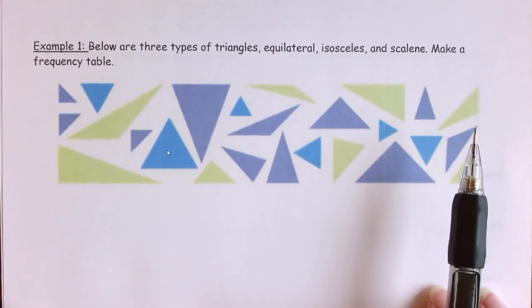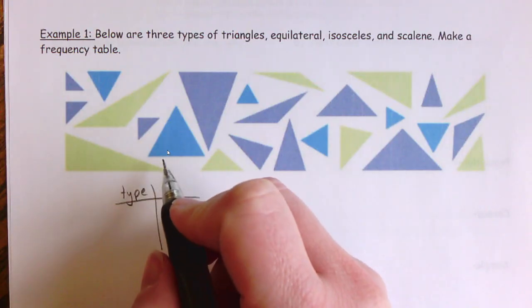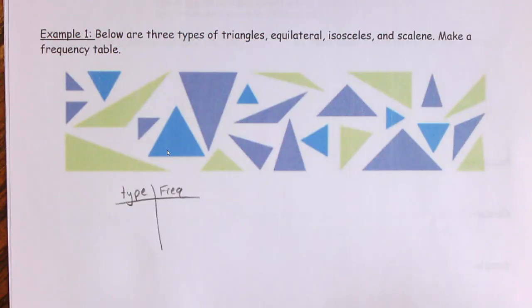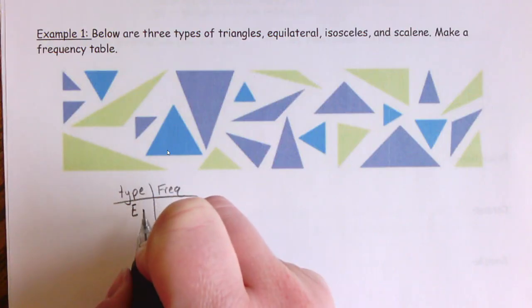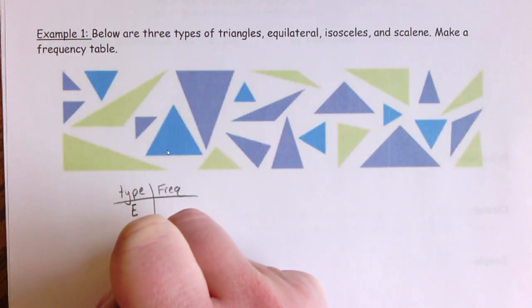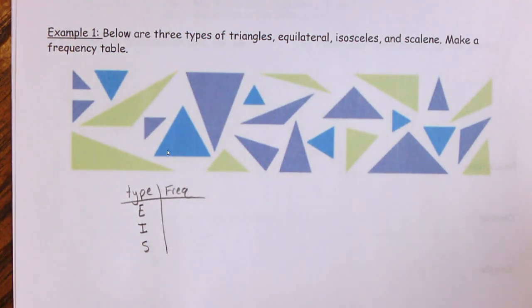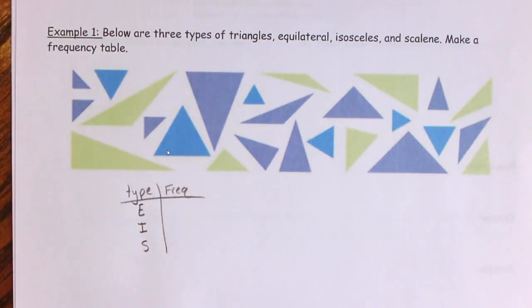So all we do for the frequency table is we have the type, and then we have the frequency. Okay. So the 3 types will be equilateral, I'll just use an E for that, isosceles, and scalene. Okay. So what I would do is go through all these triangles at the top, and just write down, and you can tally up how many we have for each of them.